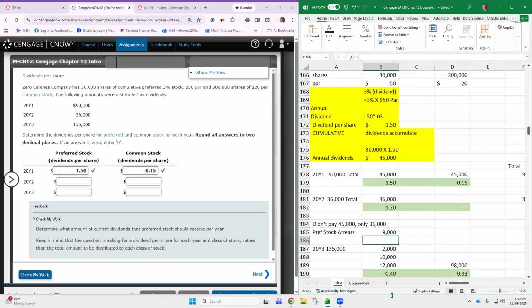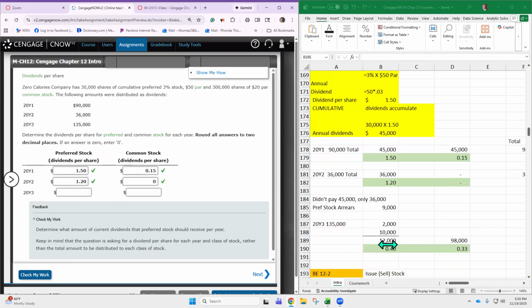It's called arrears. So if preferred shares don't get all their guaranteed dividends, it accumulates and gets paid out before anything gets paid out for the next year. Now the next year, so here's what's going to happen. $1.20 is going to go out to preferred, and there wasn't enough left over at all to pay out to common. Okay, now it's year 3.